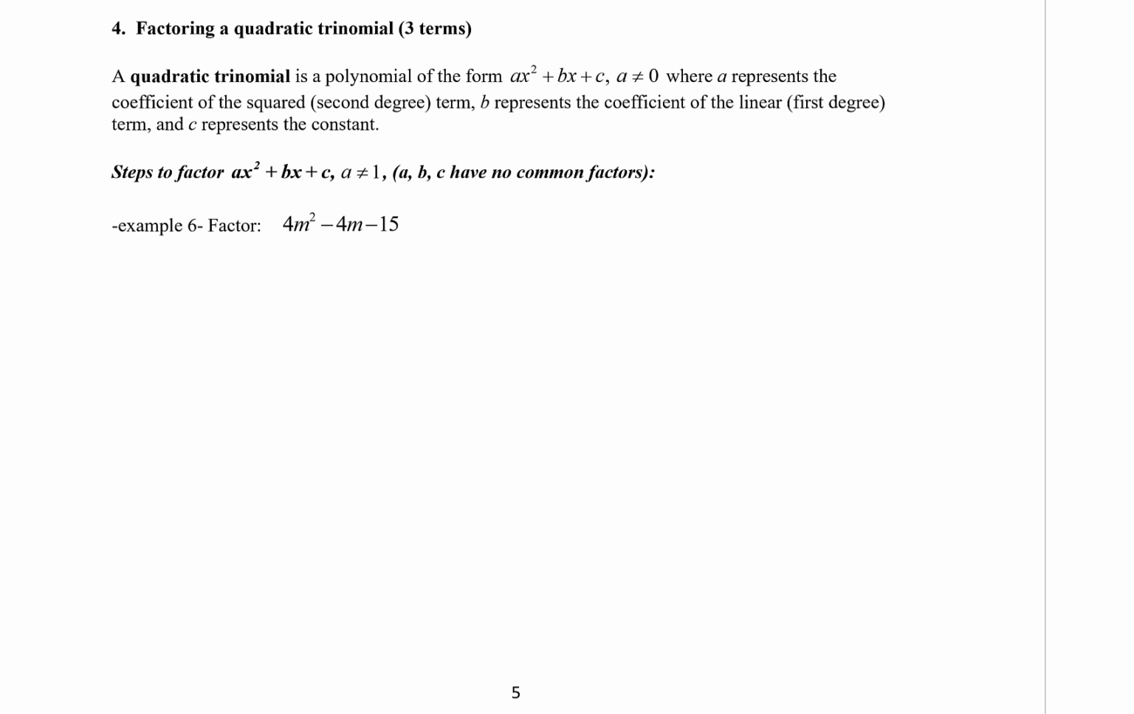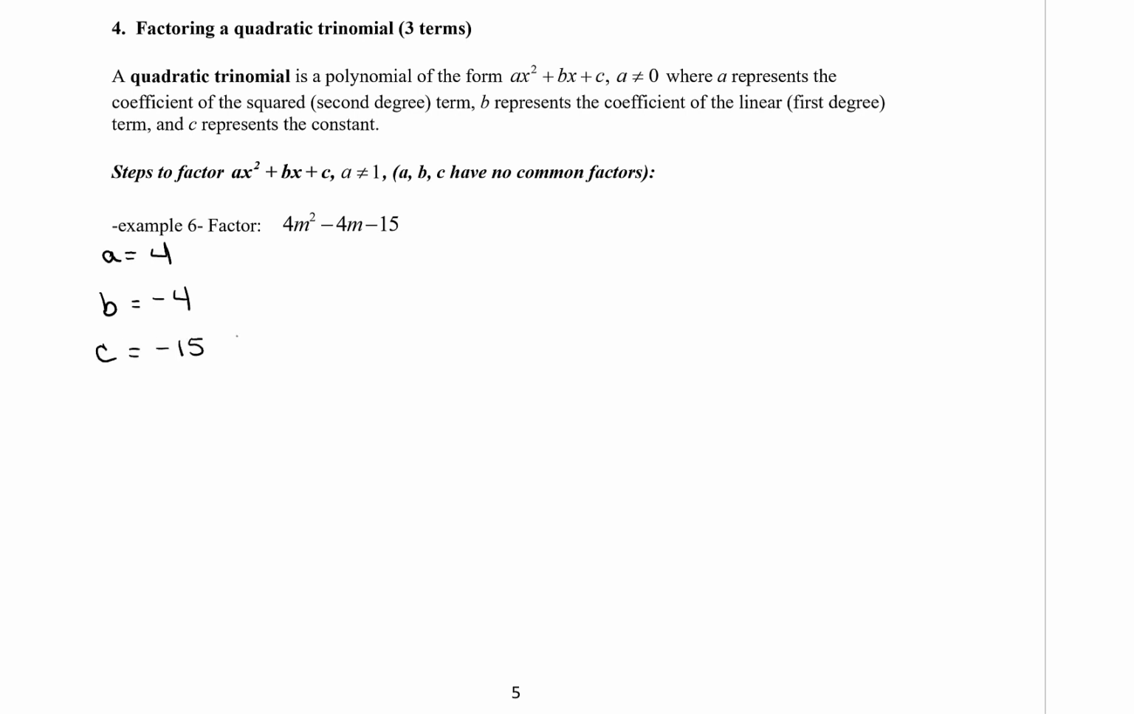Steps to factor ax squared plus bx plus c, where a is not equal to 0, and a, b, and c have no common factors. Example 6. Factor 4m squared minus 4m minus 15. I'm going to label my a, b, and c first. A is equal to 4, b is equal to negative 4, c is equal to negative 15.